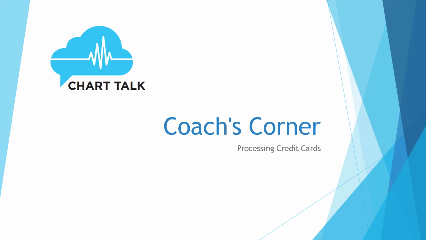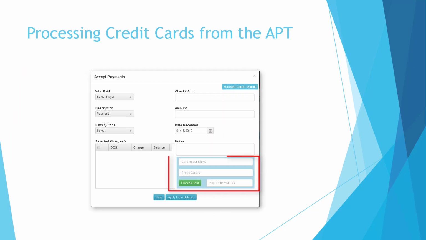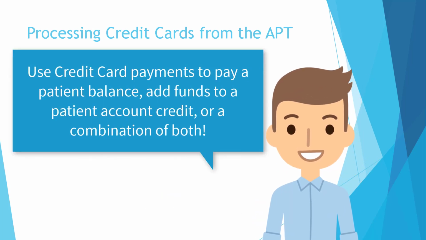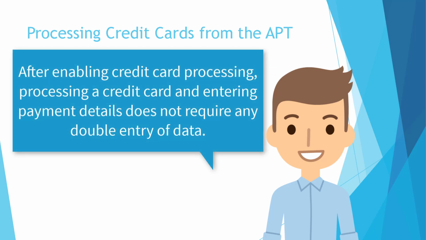Today we'll be looking at processing credit cards directly through Chart Talk. Credit card processing can be done right through Chart Talk using the same process as entering payments made from an outside terminal. Credit card payments can be applied directly to patient charges or put towards a patient credit balance and applied later. Before you can process cards directly in Chart Talk, credit card processing needs to be enabled.